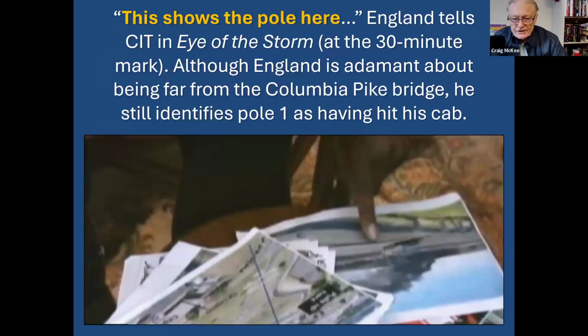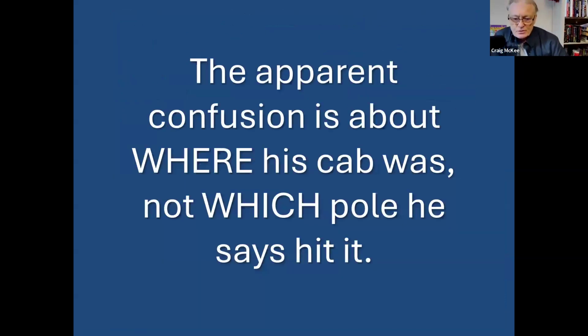Now, in their video, Eye of the Storm, Lloyd points right at the pole. And I'm going to show you a clip in a second. He says, this shows the pole here. And he's confused about where his cab was. So he's pointing at the pole and he's saying the pole's beside the Pentagon, but not at Columbia Pike. You'll see this in a second. He seems to be confused, but anyway, we'll get to that.